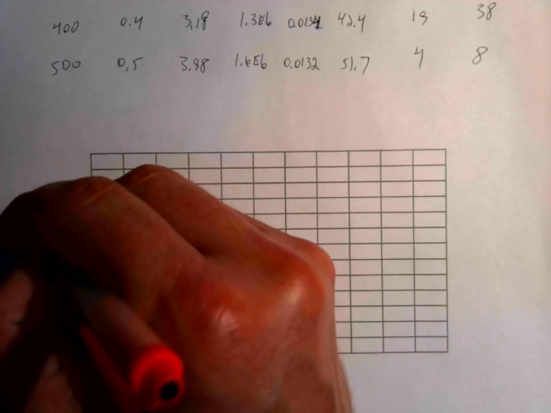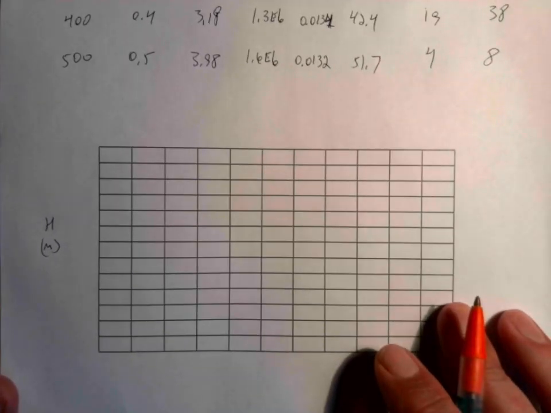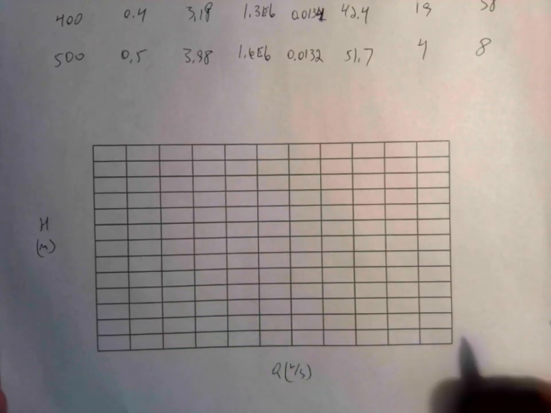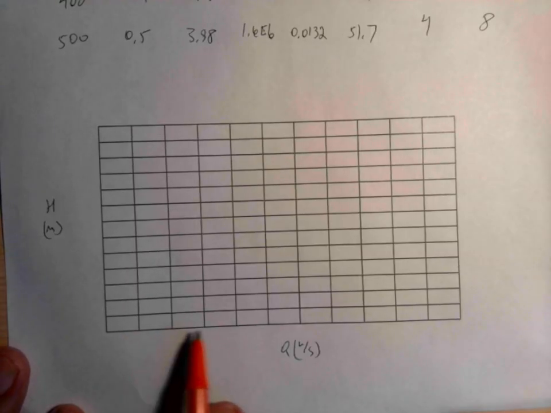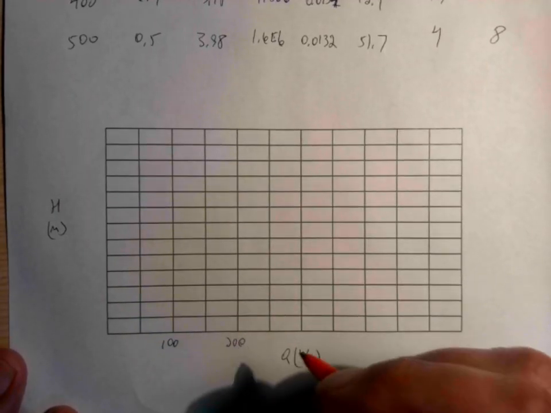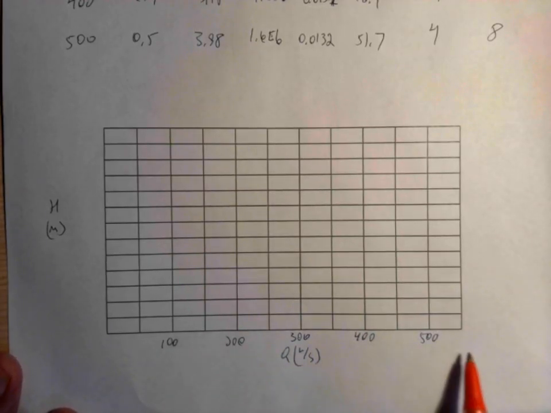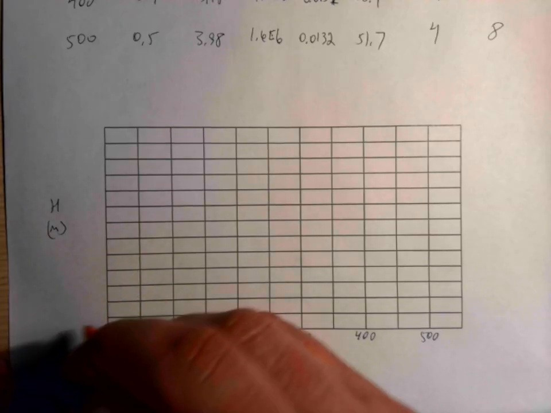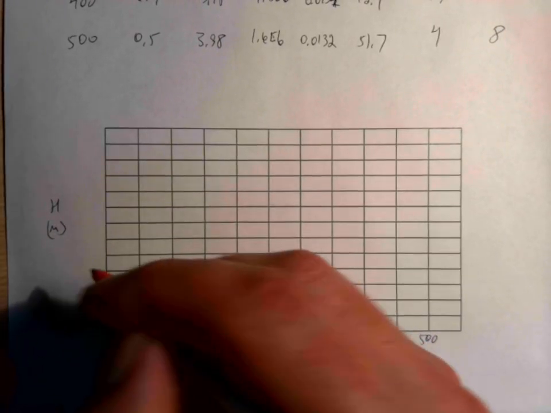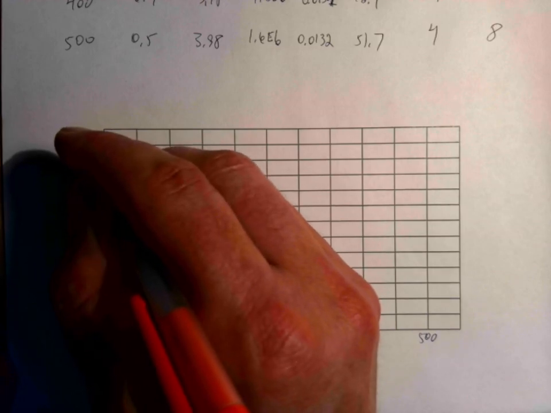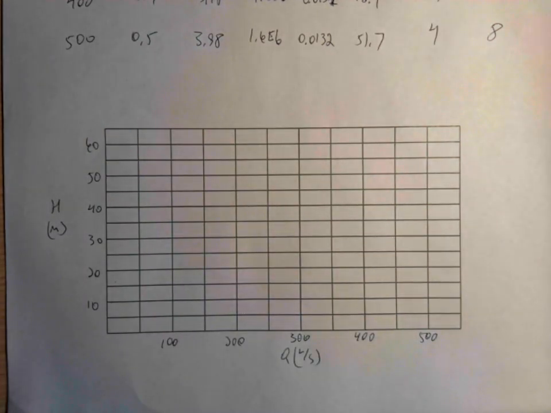Okay, so we'll have H in meters on this axis, and then we'll have Q in liters per second here. I'm going to use every line as 50 liters, so this will be 100, 200, 300, 400, and 500. These are all the ones we have. And then for the head, I'm going to go up by 5 on each line. So this will be 10, 20, 30, 40, 50, and 60 for those different lines.